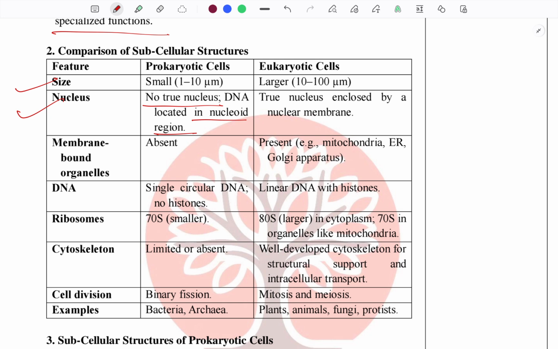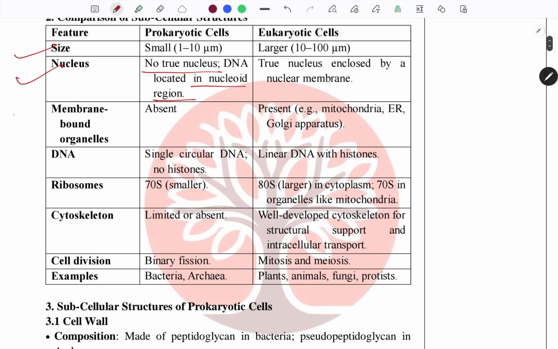In eukaryotic cells, there is a true nucleus, which is a membrane bound organelle. Inside that, the genetic material is protected or preserved. If you are talking about membrane bound organelles, in prokaryotic cells they are absent. In eukaryotic cells, lots of membrane bound organelles are present, which carry out different functions.